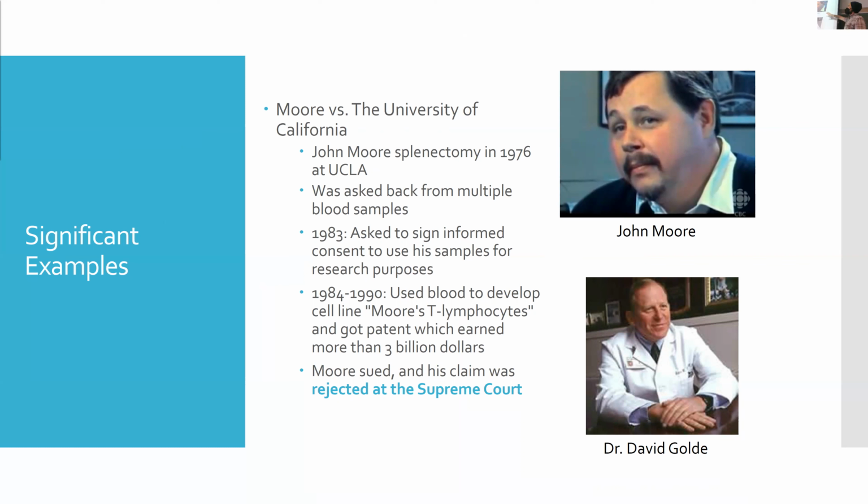So here's an example of a guy who had part or all of his spleen removed back in 1976. He was subsequently asked for some tissue samples. He signed a consent form to use the samples for research. Then they used this tissue to develop this line of immune cells, T lymphocytes, which they patented, and they made $3 billion with a B dollars on this pharmaceutical innovation.